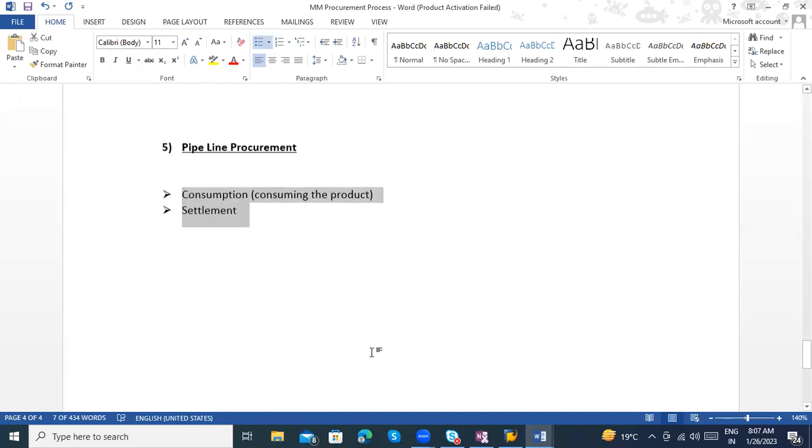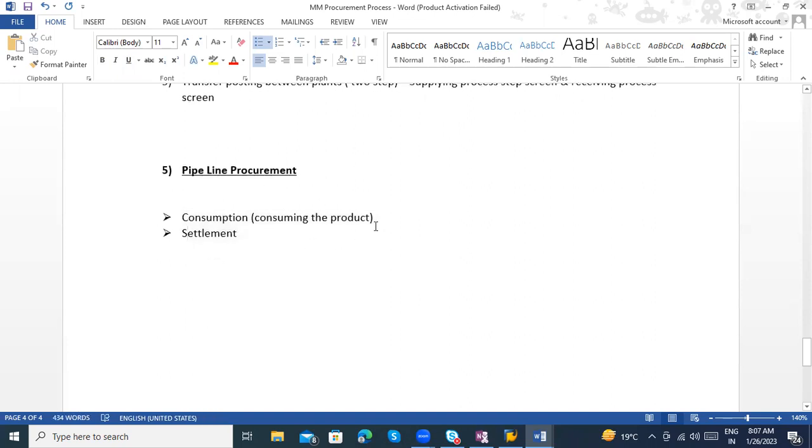Now coming to the next process: RTP, returnable transport packaging.